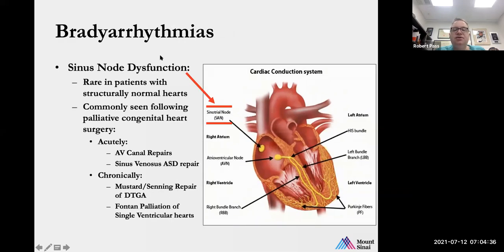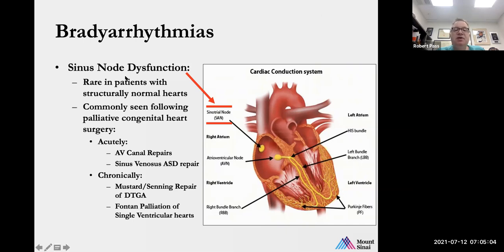So let's first start with bradycardias or bradyarrhythmias. Whenever I think of arrhythmias in general, when I'm looking at a patient or thinking about them, I just sort of in my own mind's eye think of the model of the heart and go from the top of the heart down. And in that way, I'm hopefully not missing any particular areas of the heart to consider when I'm thinking about differential diagnoses.